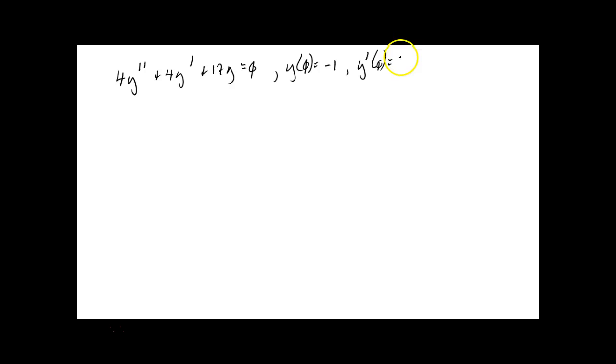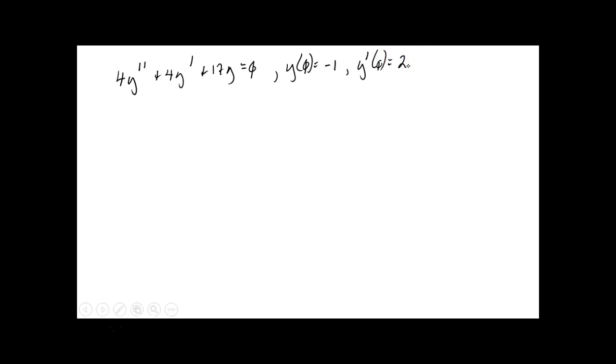Example 2 is a little different in that it's an initial value problem. So we'll solve 4y double prime plus 4y prime plus 17y equals 0, given that y of 0 is equal to negative 1 and y prime of 0 is equal to 2.